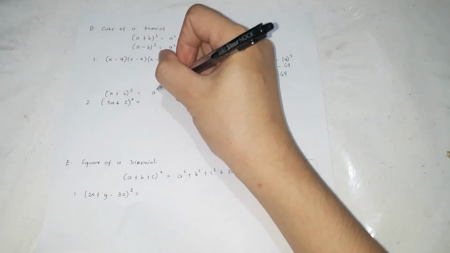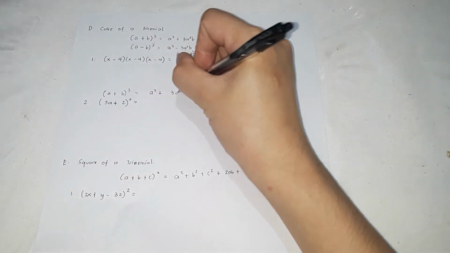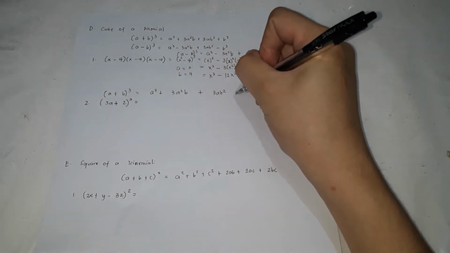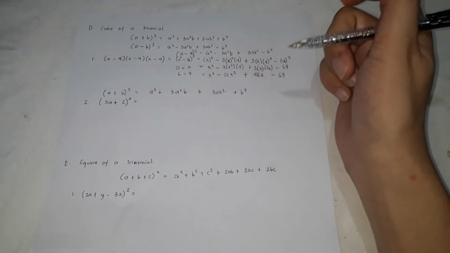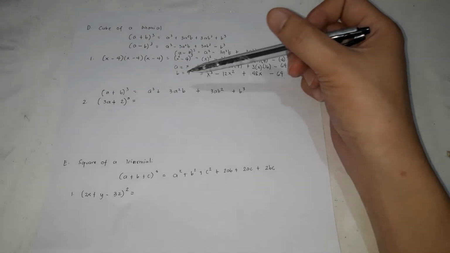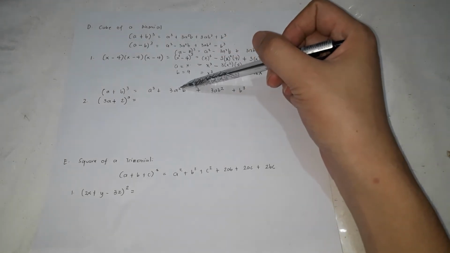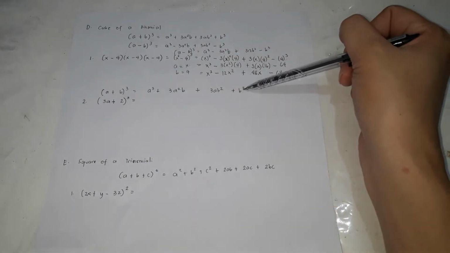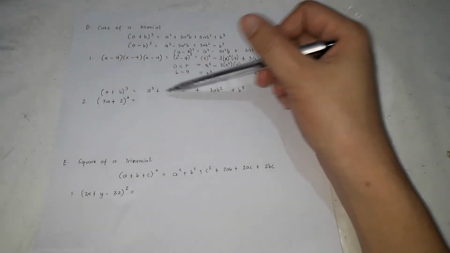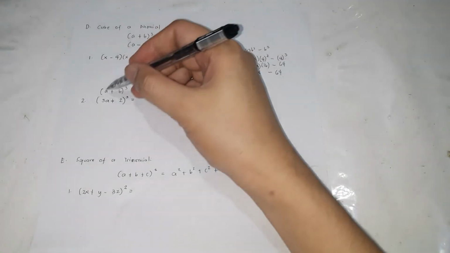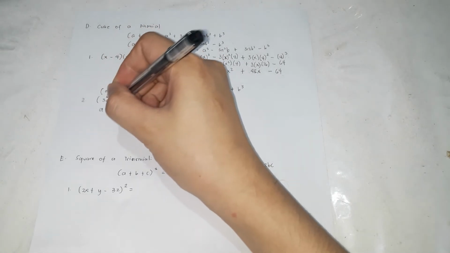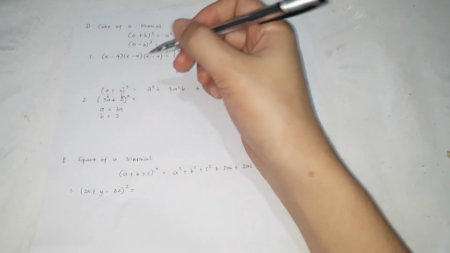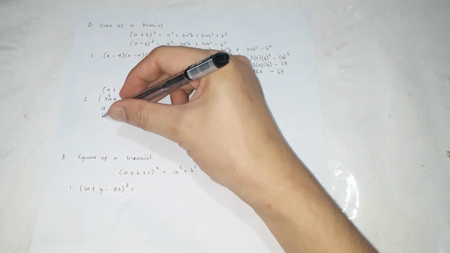So, a cubed plus 3a squared b plus 3ab squared plus b cubed. To make it easier to understand or to memorize, the exponent of a here is 3, here 2, here 1, here 0. For b, it's 0, 1, 2, 3. So, here a is 3a and b is 2. All the a, replace with 3a, and all the b, replace with 2.